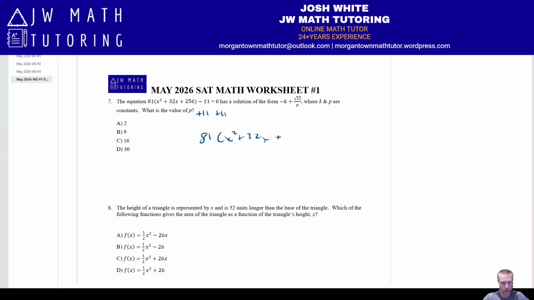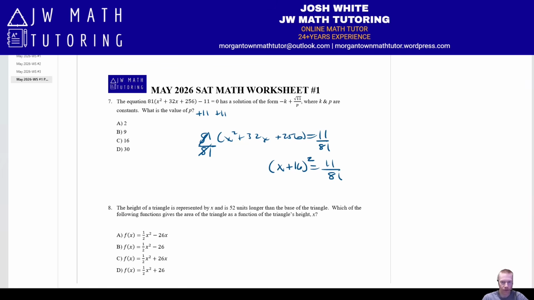And then you're going to go ahead and divide by the 81 that's in front on both sides. So that drops out. So on the right side, you've got 11 over 81. Okay. Now, inside the parentheses, this is actually a perfect square trinomial. This will factor as x plus 16 squared.